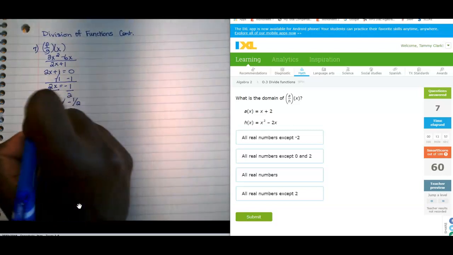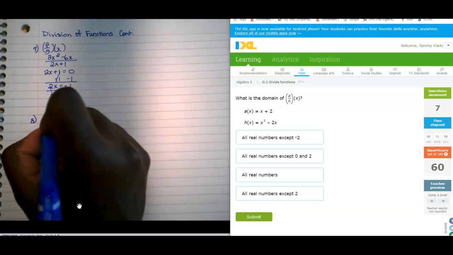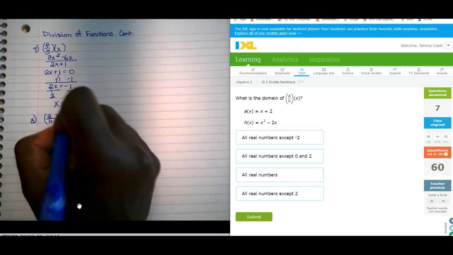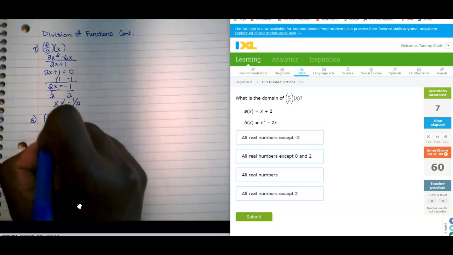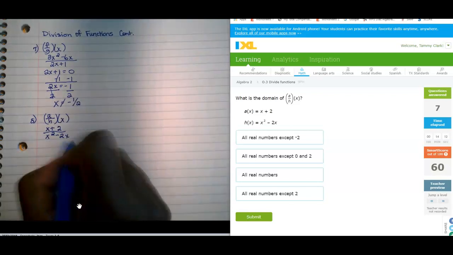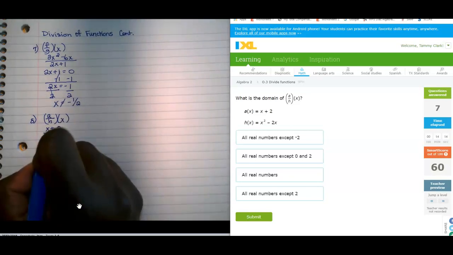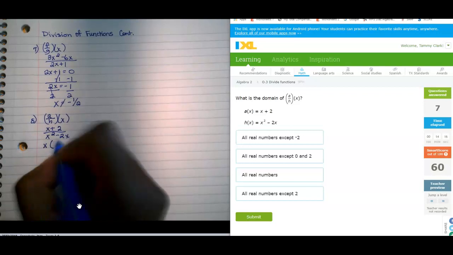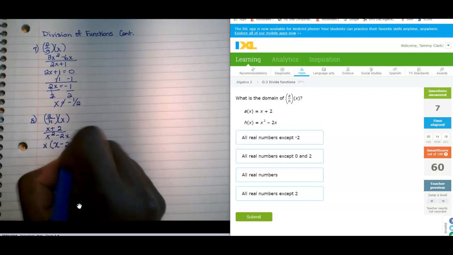Number 8. We've got a of x divided by h of x, and we're looking again for the domain of that. And that would be x plus 2 divided by x squared minus 2x. We've got a GCF here. So we're going to end up with x multiplied by x minus 2.